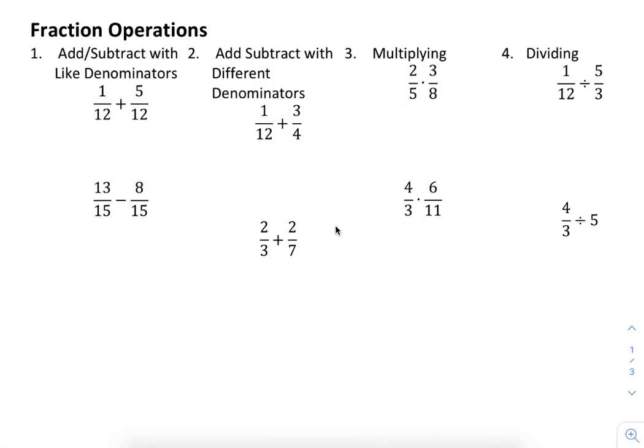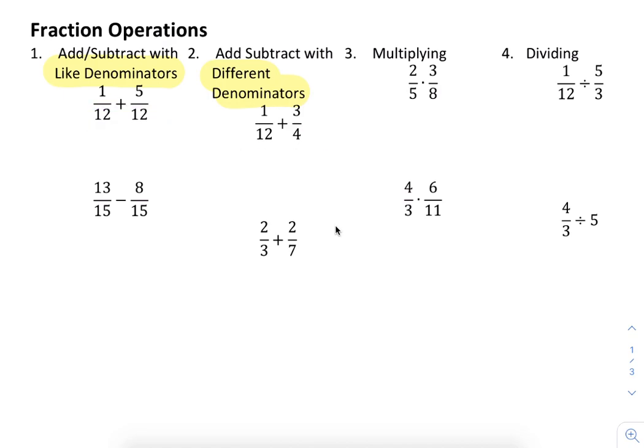Guys, I wanted to do just a quick review video about fraction operations. Okay, so we kind of have two categories. We have adding and subtracting, and then we have multiplying and dividing. So adding and subtracting, you have two different things to consider: what to do if they have like denominators and what to do if they have different denominators. That means the numbers on the bottom might be the same or the numbers on the bottom might be different.